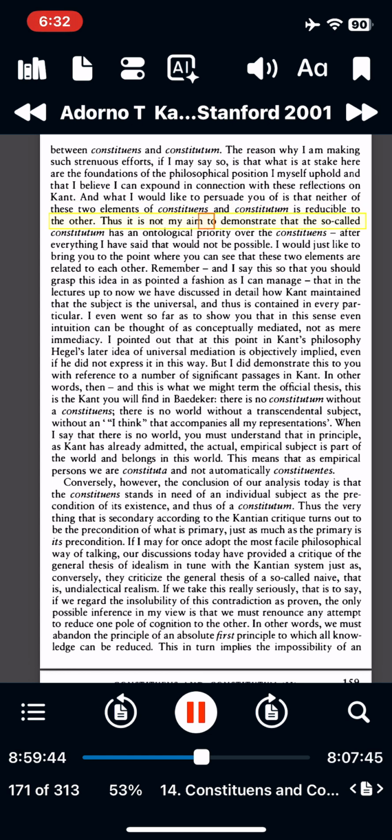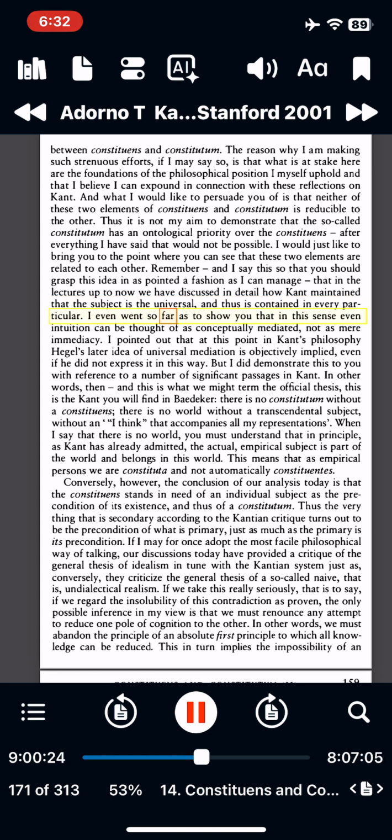Thus it is not my aim to demonstrate that the so-called constitutum has an ontological priority over the constituens. After everything I have said, that would not be possible. I would just like to bring you to the point where you can see that these two elements are related to each other. Remember, and I say this so that you should grasp this idea in as pointed a fashion as I can manage, that in the lectures up to now we have discussed in detail how Kant maintained that the subject is the universal, and thus is contained in every particular.